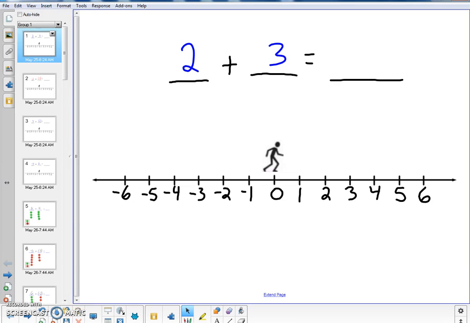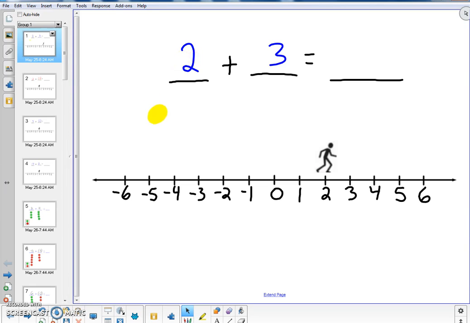It says 2 plus 3. You already know the answer to 2 plus 3 is 5. But let's understand an easier one with the number line before we move on to something maybe a little bit more difficult. So when we are working with a number line, we'll start with 2, just like that. I'm going to move my guy to 2 on the number line.